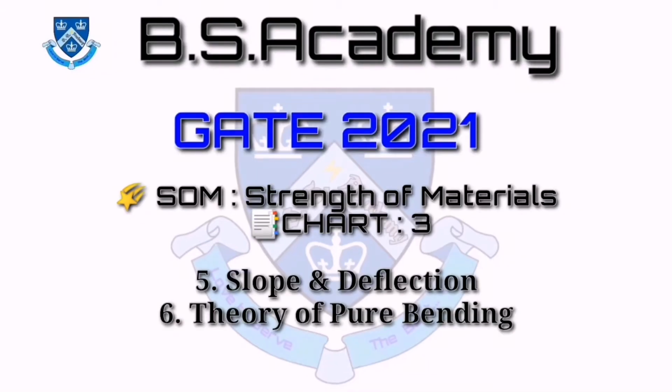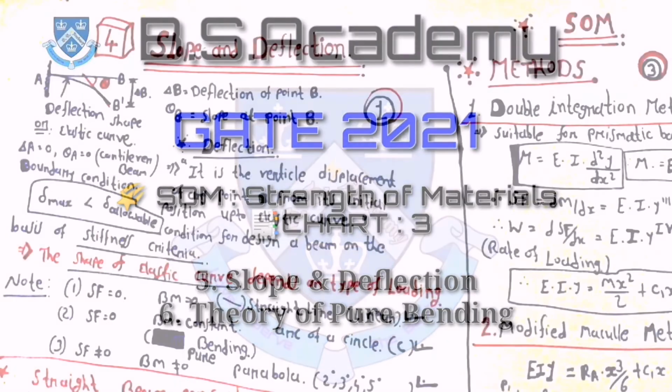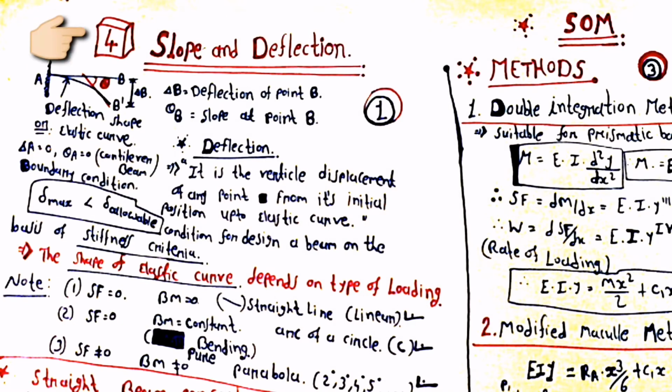Now the third chart of Strength of Materials will include slope and deflection and the theory of pure bending. Let's begin one by one. First one is slope and deflection.